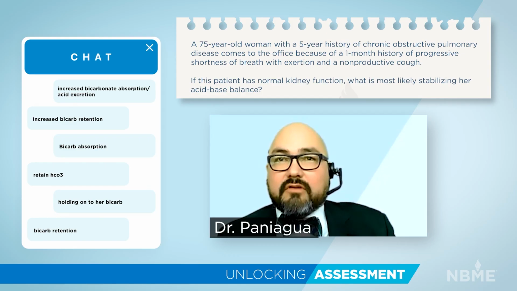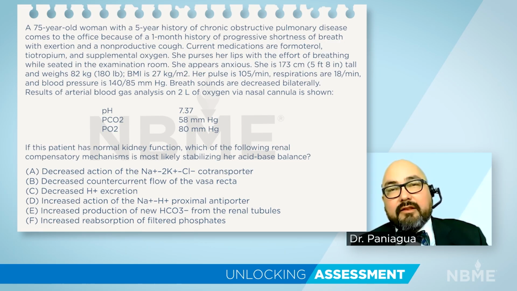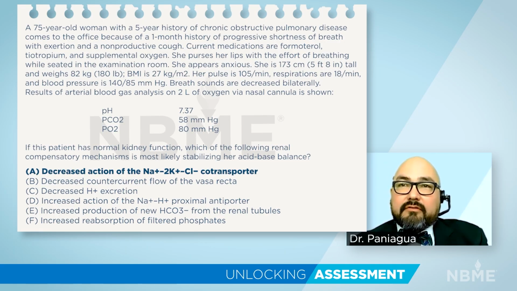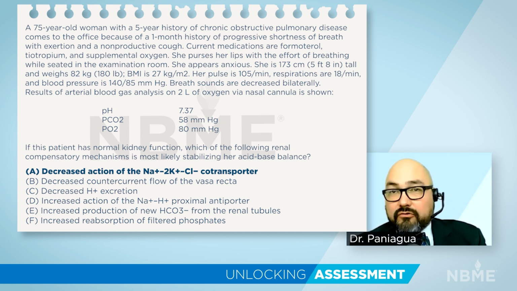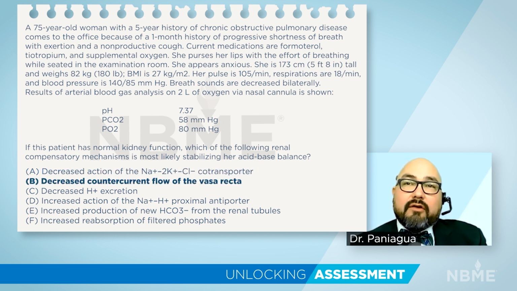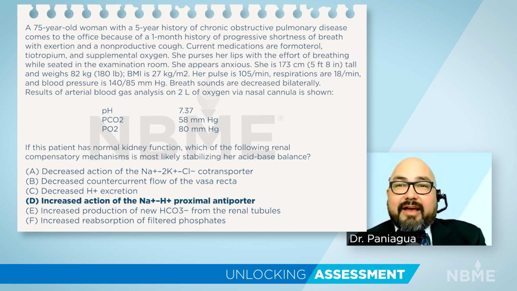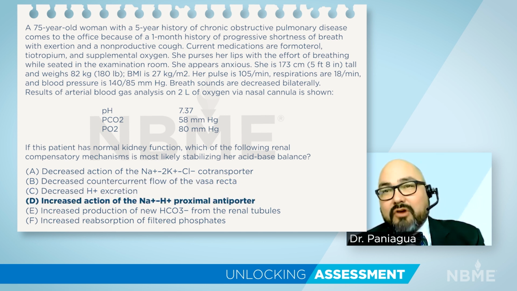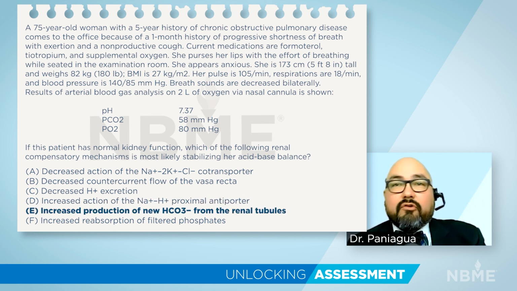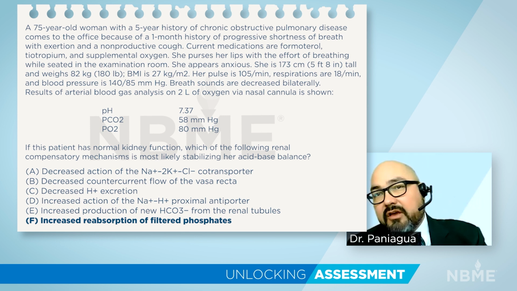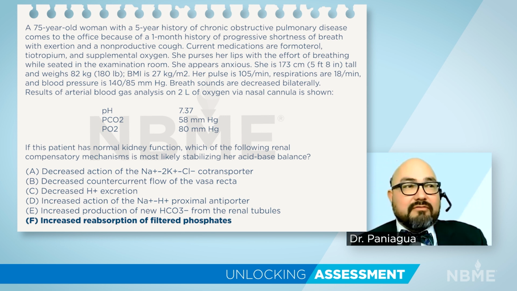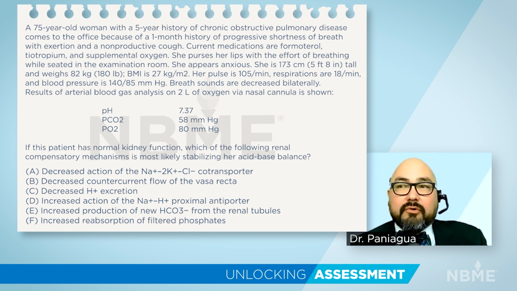Now we'll give you the option set. And it is A, decreased action of the sodium potassium chloride cotransporter, B, decreased countercurrent flow of the vasa recta, C, decreased acid excretion, D, increased action of the sodium hydrogen proximal antiporter, E, increased production of the new HCO3 from the renal tubules, or F, increased reabsorption of filtered phosphates. Please put your answer in the poll now.